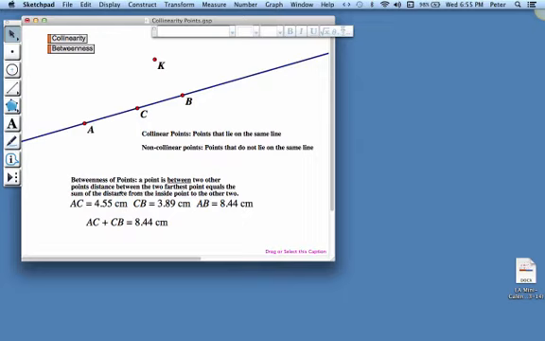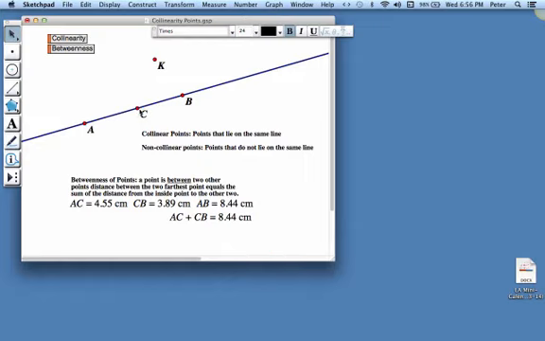Huh? Okay, what that means is my distance from A to C is 4.55 centimeters. From C to B, this distance, that's 3.89. And the distance from A all the way to B is 8.44. Now, if I add the distance from A to C and the distance from C to B, I get a total of 8.44, the same as the distance from A to B. Therefore, we can conclude that C is between A and B.